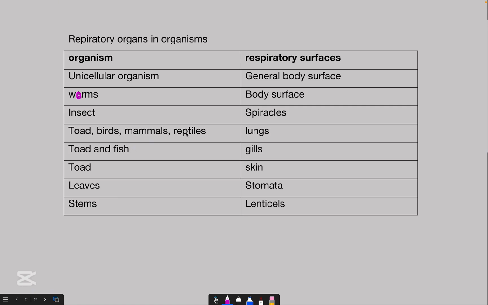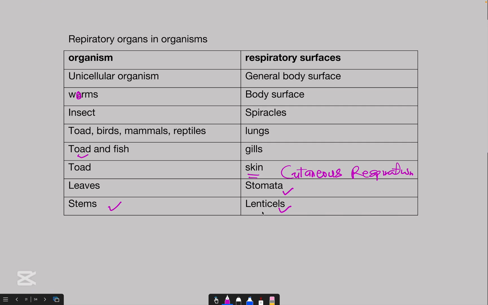So toad can use lung. Toad and fish, especially the tadpoles, they use gills, right? Then toad can also use skin, which is called cutaneous respiration. Cutaneous respiration. Take note. Then leaves respire via stomata, and then stems respire via lenticels. Take note of the various respiratory organs here.